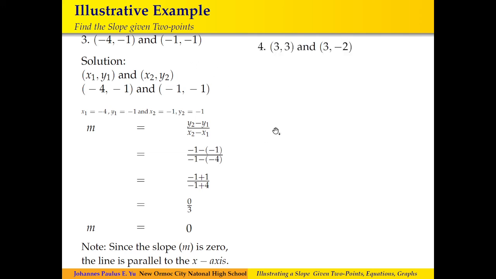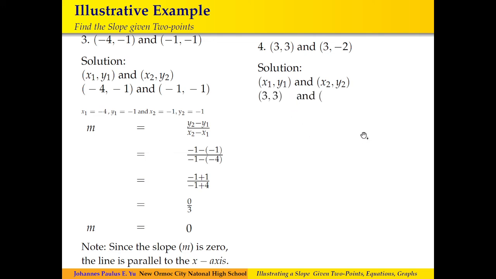On the fourth and last example, we have the first coordinate in quadrant 1 and the second coordinate in quadrant 4. So notice that in example number 4, we have the same x value. So ito, ang number 3, same y value. So ano mangyayari? So, the same pa rin ang solution, no? Ang steps. Identify x sub 1, y sub 1, x sub 2, y sub 2.